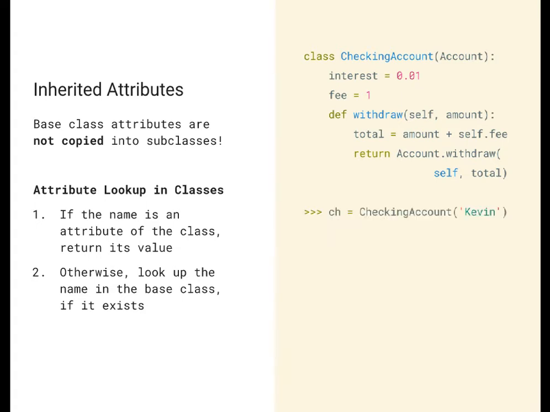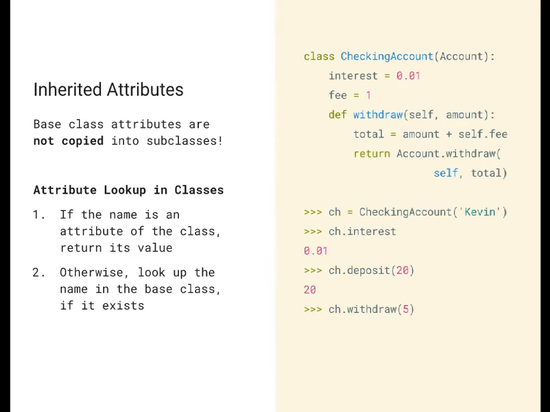And so as an example, if I create a checking account for Kevin, if I ask for the interest, what should this be? Well, I defined it right there as a class attribute, so it should be 0.01. Now, if I try to deposit money, this is an interesting question. What do I do when I deposit money? Because if I look at my current class, I don't have a deposit method, right? So if I don't have a deposit method, I should look up in my base class. So I'll find it in my base class, the account class, and just deposit like a normal account would. So I just add 20 to my balance.